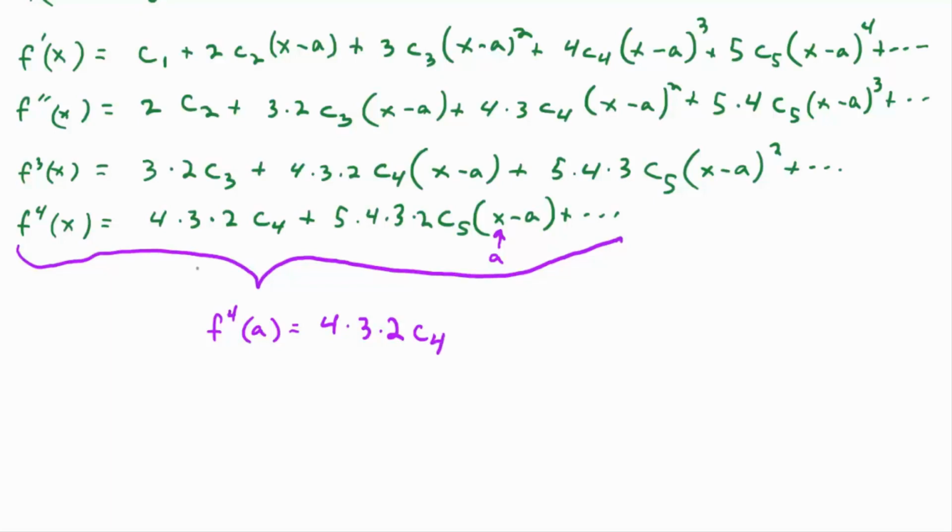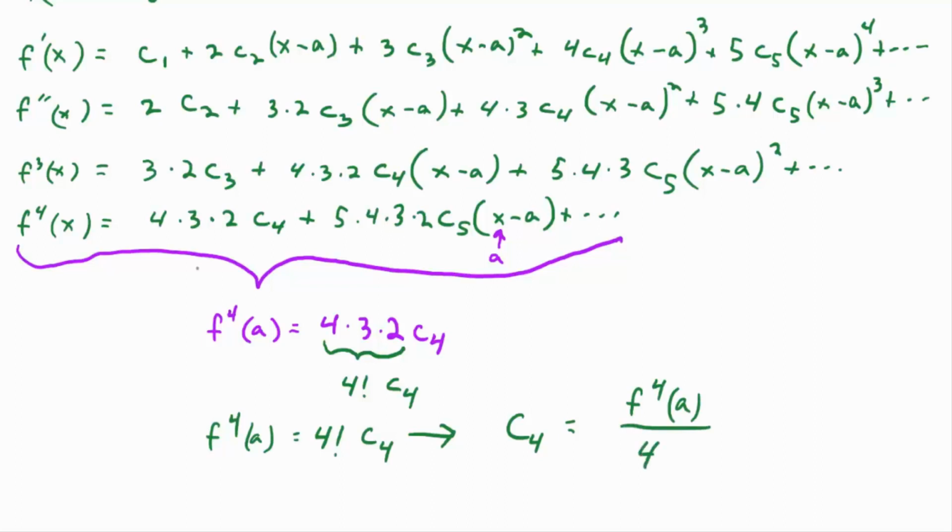So what do you notice about 4 times 3 times 2? How could you write it using a notation we've been using a lot? 4 factorial. So 4 factorial times c4. So the fourth derivative evaluated at a is 4 factorial times c4, or c4 is the fourth derivative evaluated at a divided by 4 factorial.